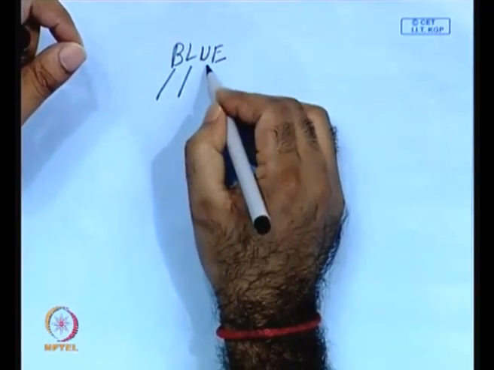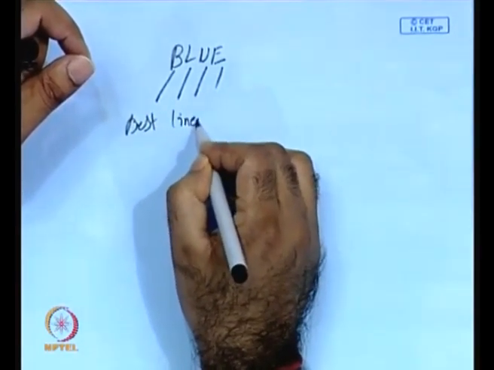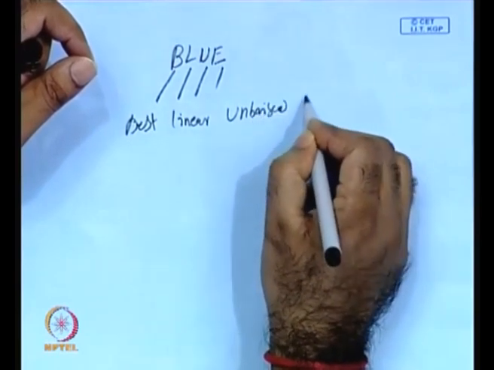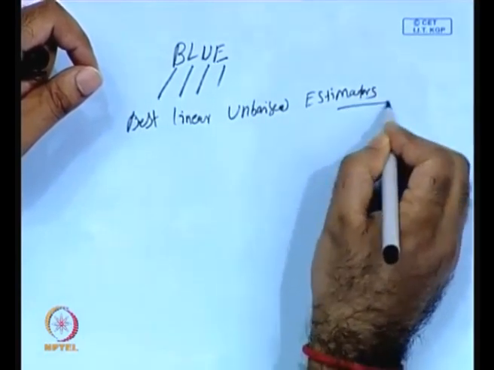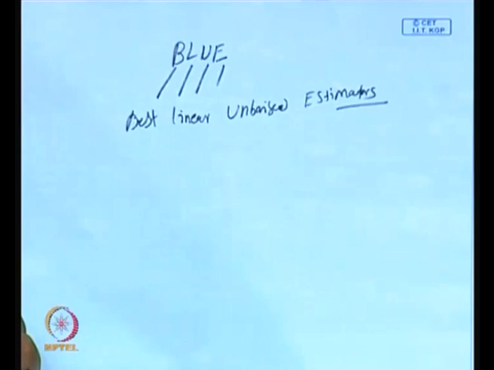estimator, that is called the best linear unbiased estimators. Unless you receive these properties, that means the estimated parameters which you have received in the system should be unbiased, should have minimum variance, and should be very, very consistent, okay.